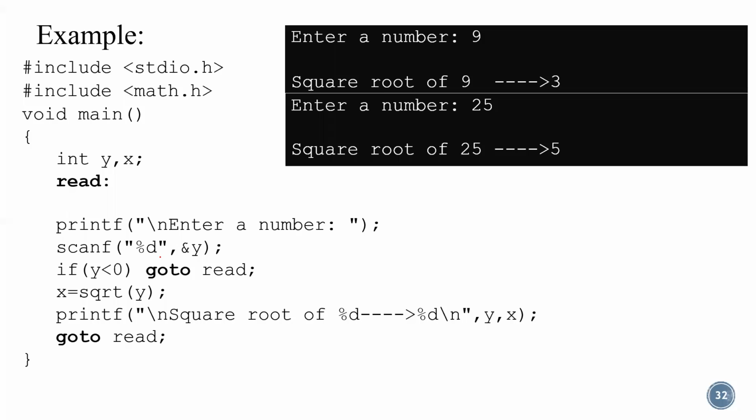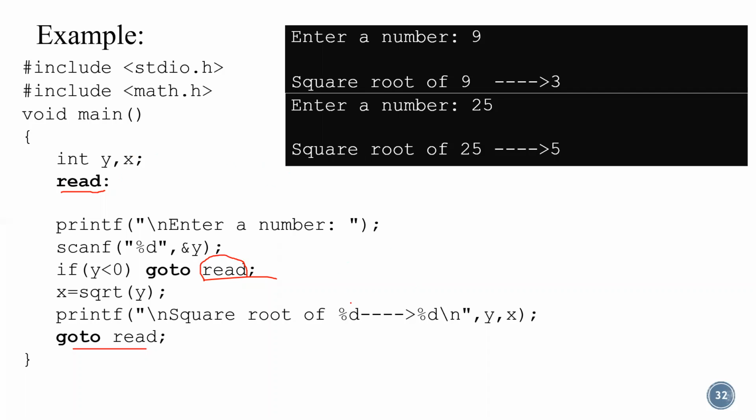So here goto is followed by a label, right? The label name is read. Here we have mentioned goto read twice. And the name of the label over here is read. So the read label we have given over here, and we are giving the goto statement with the name of the label. So whenever it encounters a goto statement with the name of the label given as read, it should go back to this statement. Got it?